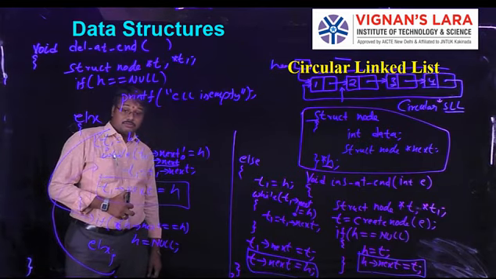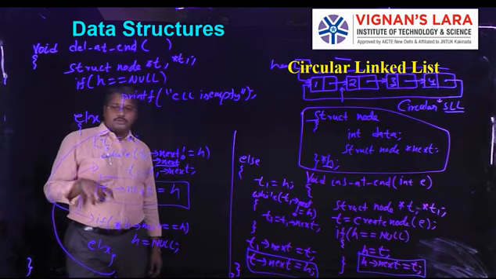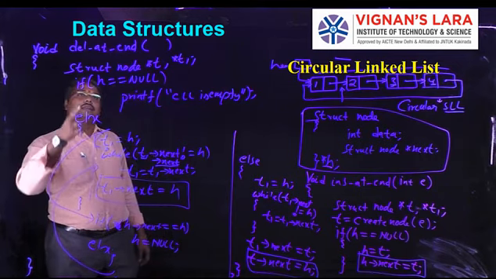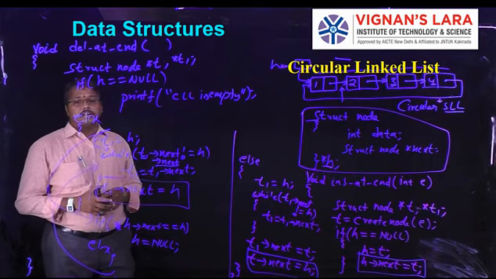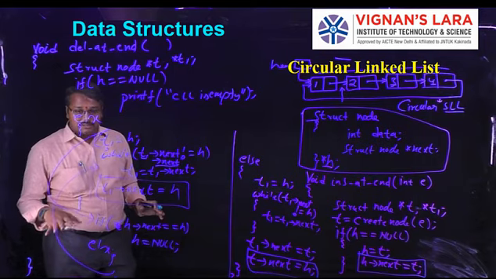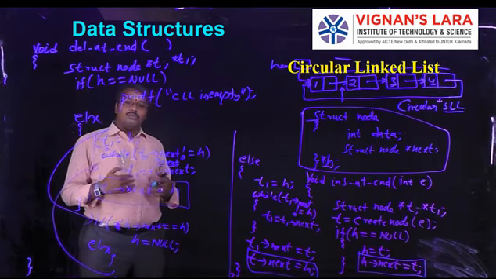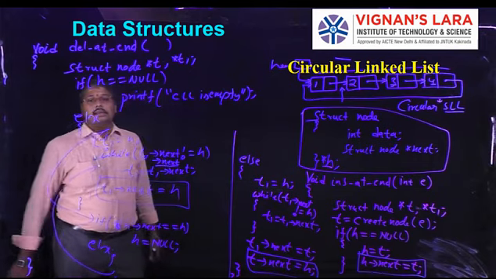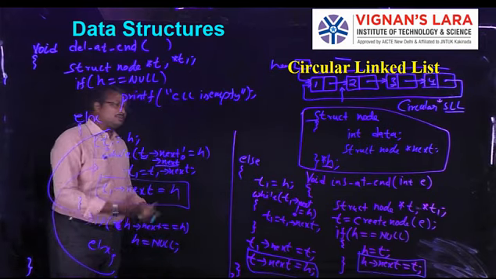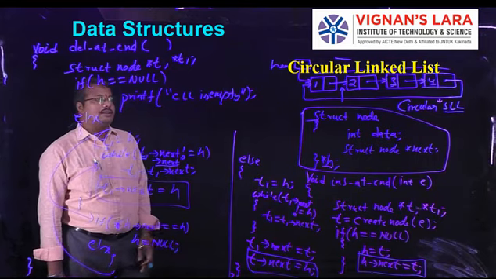circular linked list. Apart from these two operations, the delete at end function and the insert at end function, all the remaining functions are as is. What are the codes we wrote and explained in the single linked list case, the same codes you can apply here also.